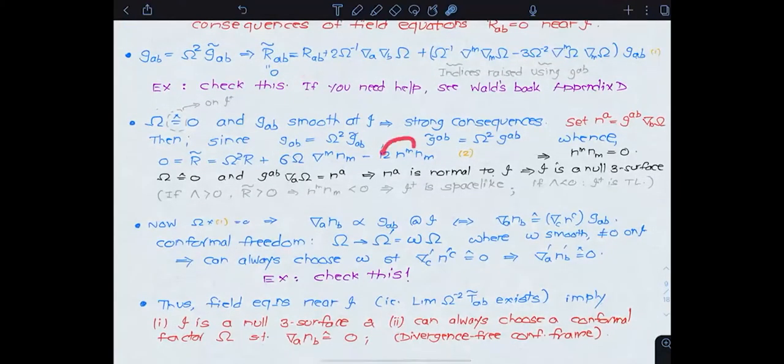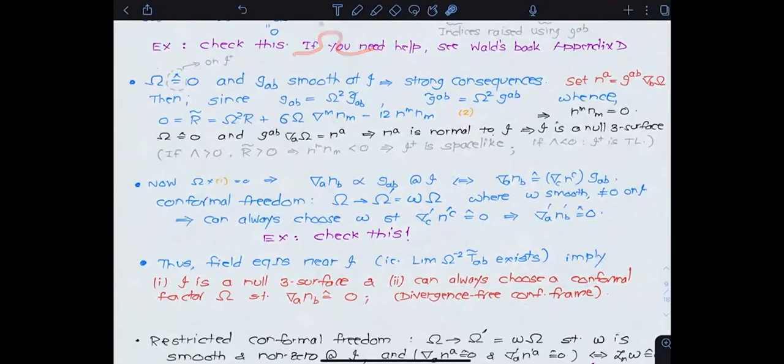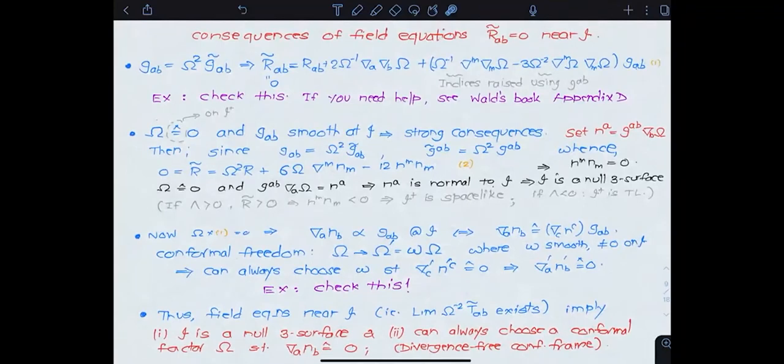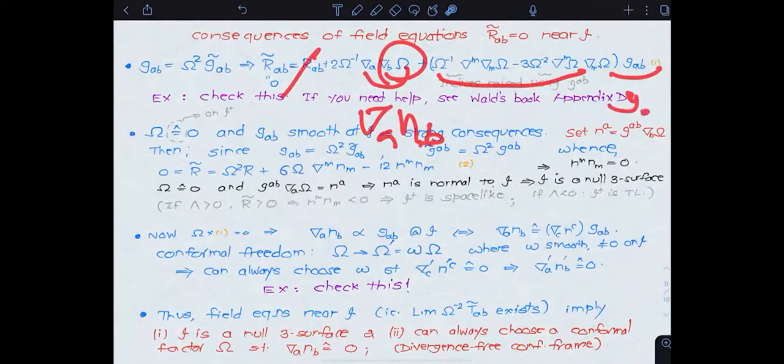I know that N^M N_M is equal to 0. So N^M N_M is the same term as this. This is equal to 0 at scri, but I still have omega to the minus 2, so I have to be careful about it. But I still multiply this equation by omega and take the limit. And you can just do it yourself. When you do that, you find that if I multiply this by omega and take the limit, then this goes away. And this is just equal to grad_A N_B, because the grad_B of omega is just equal to N_B. And this is all proportional to g_AB.